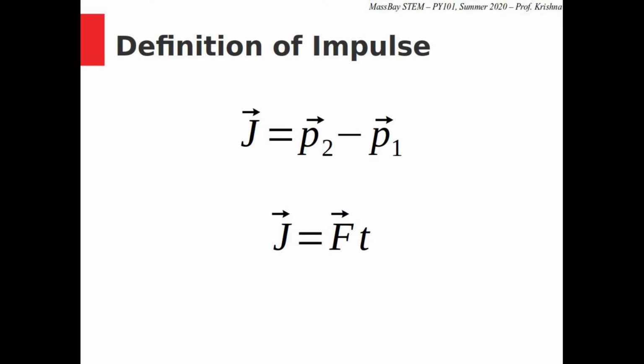An impulse is a change in momentum caused by a force from outside the system. Impulse is equal to the change in momentum, that is, final momentum minus initial momentum. It is also equal to the force acting on the object multiplied by the time that the force operates.